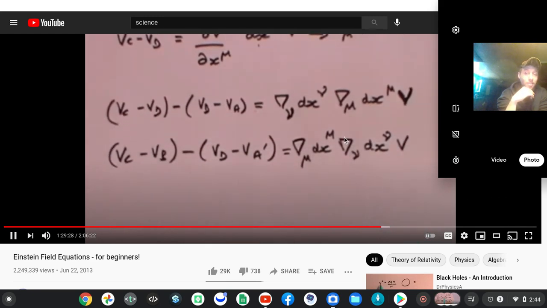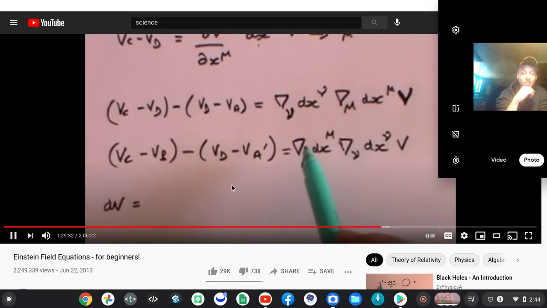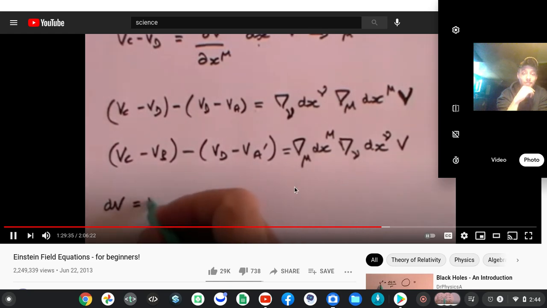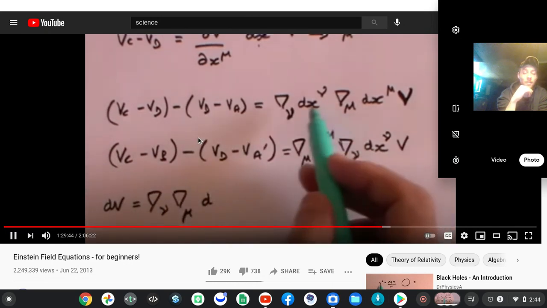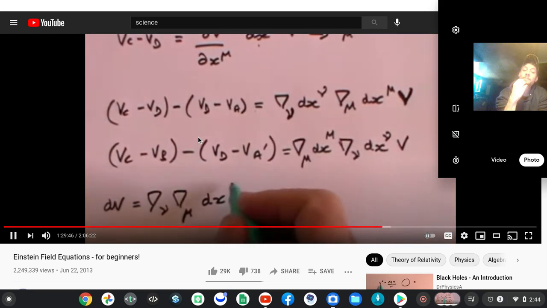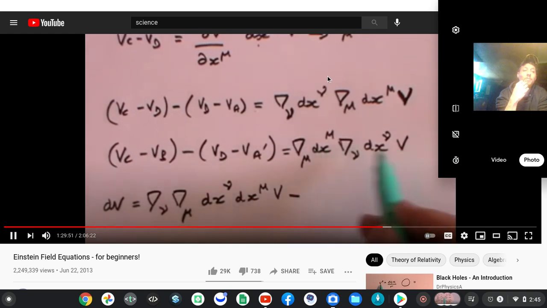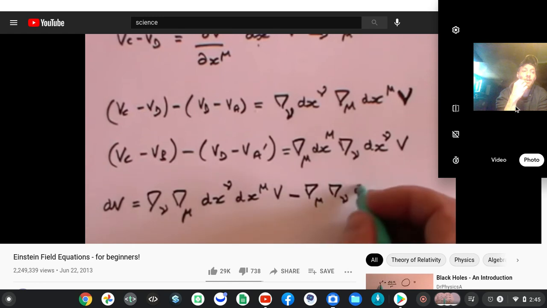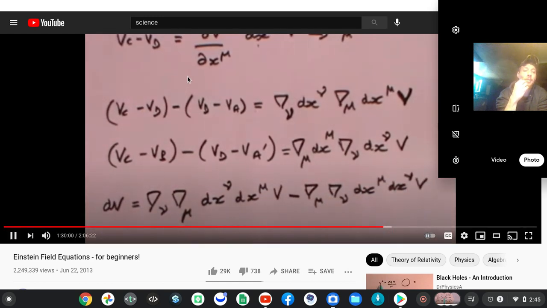So let's write it out. dV is going to be equal to that term minus that term, which is the covariant derivative with respect to nu, dx nu, then the covariant derivative with respect to mu, dx mu. Doesn't matter which order we put these in. We want to get V, that's minus this term inside, the covariant derivative with respect to nu, if you allow me to do dx mu inside V.